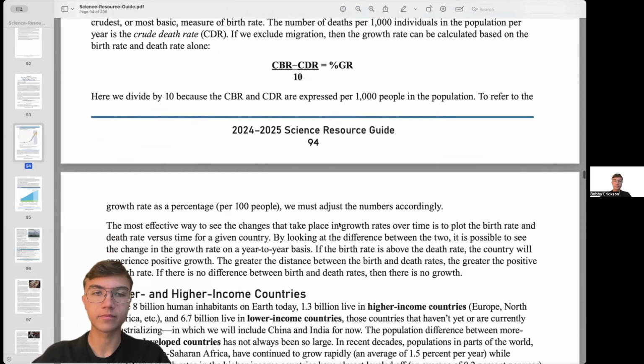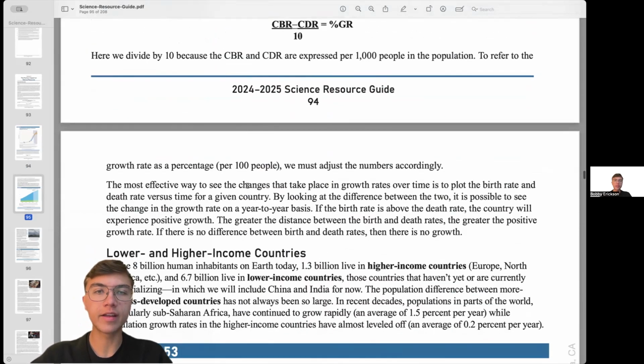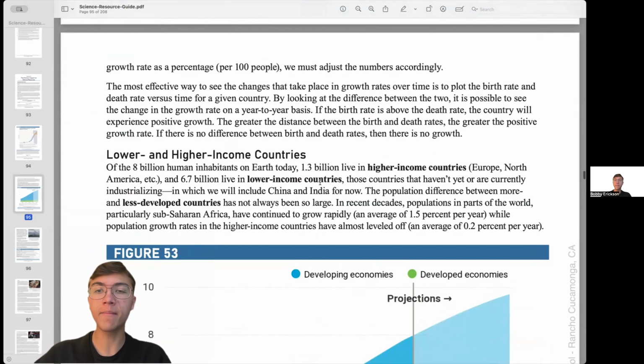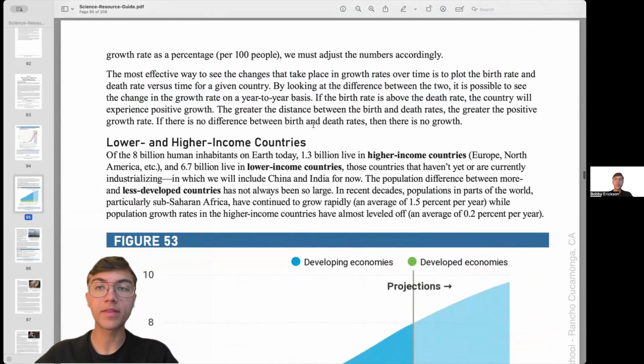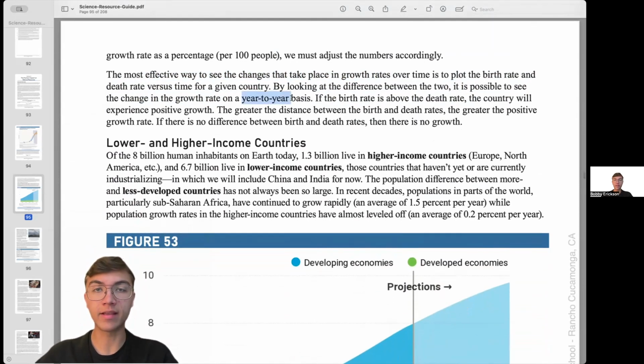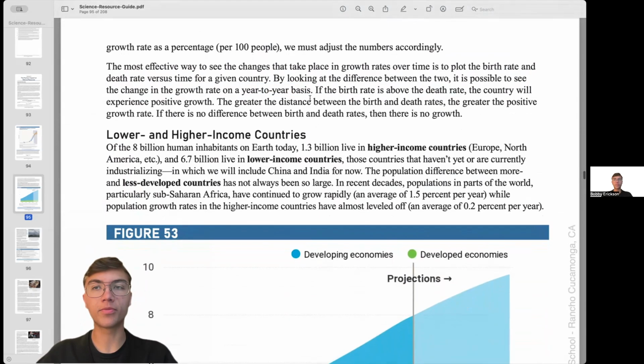Okay, so next up, we actually get to see growth rates over time by plotting them on a graph. And this is actually what is considered in the USAID guide the most effective way to see changes that take place in growth rates. So it's possible to see on a year-to-year basis how much we are growing. And so will the country experience positive growth or negative growth? That's up to if the birth rate is above the death rate, then there will be positive growth. But if the death rate is above the birth rate, then there will be negative growth. But if they're equal, then there will be no growth.